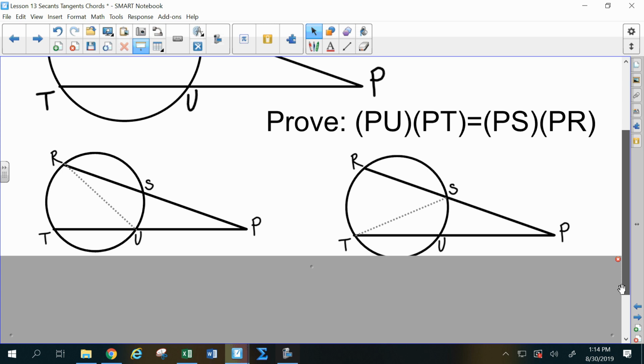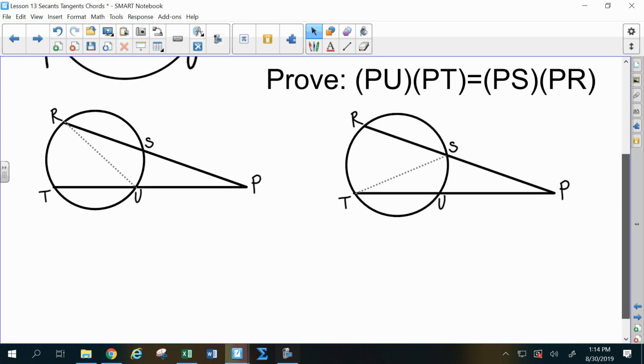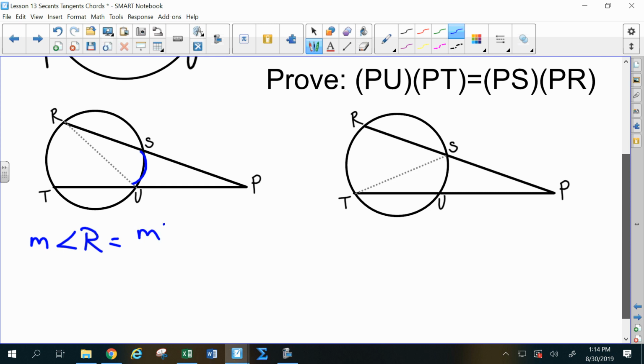Okay, so we're going to try to prove that these triangles now are similar so that we can set up that ratio. When I added those lines, I got triangles that I didn't have in the original picture. The other thing that I got was an inscribed angle in each one of those pictures. Over here, R is my inscribed angle, so I know that it is going to be half of the arc that it intercepts. So it is going to be half of the measure of arc SU because that's an inscribed angle.